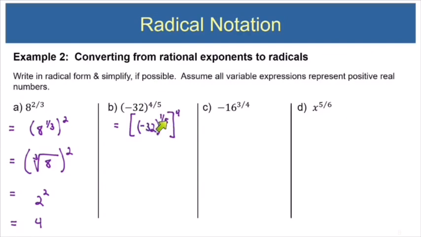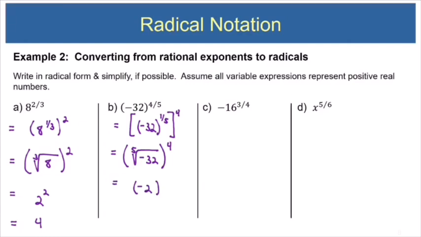All right, now let's change this to radical form. So negative 32 to the 1/5 power is going to be written as the fifth root of negative 32, and then we still want to raise the whole thing to the fourth power. All right, now let's work this out. So we're looking for a number whose fifth power is negative 32. And of course that number is negative 2, because 2 to the fifth is 32, and then a negative to the fifth power would still be negative.